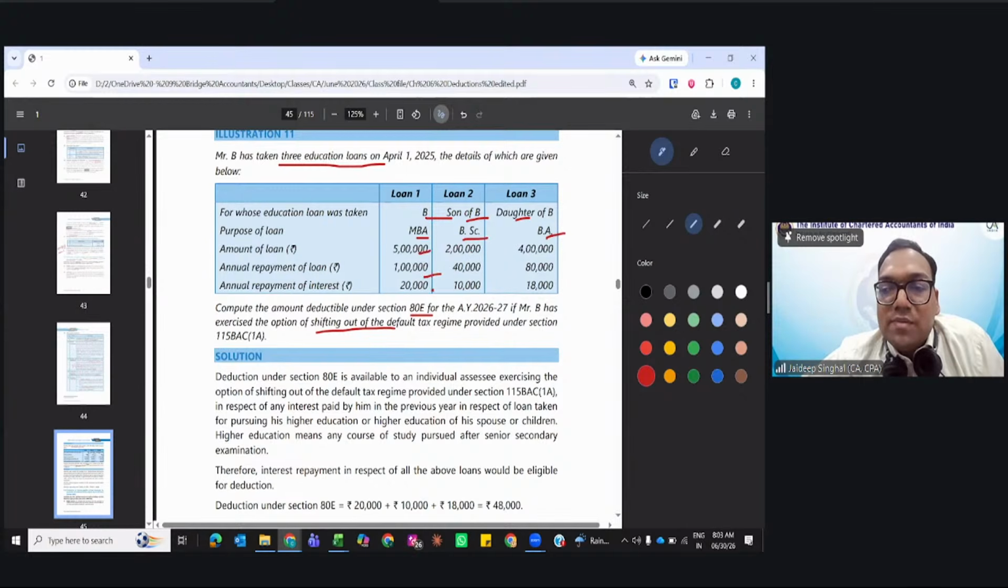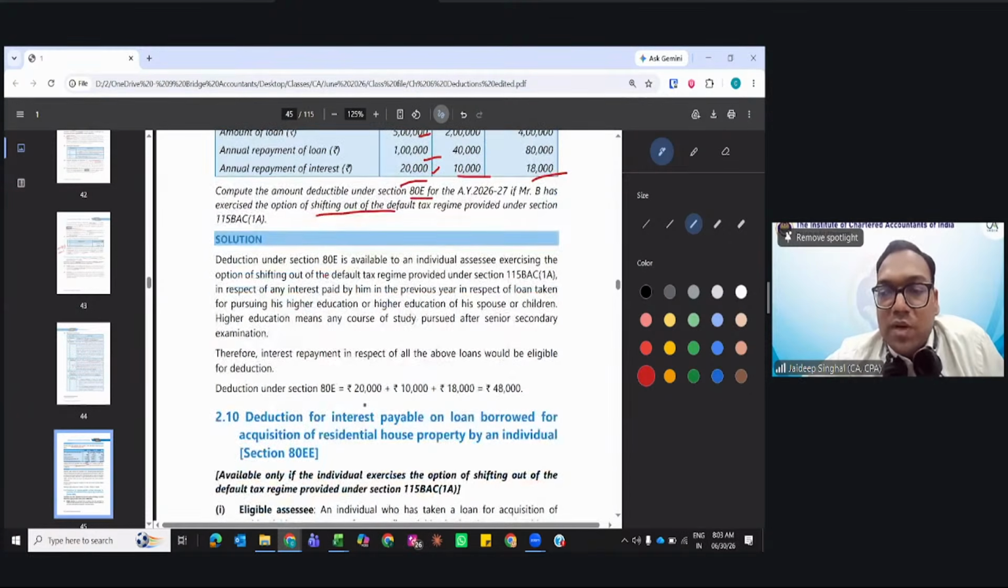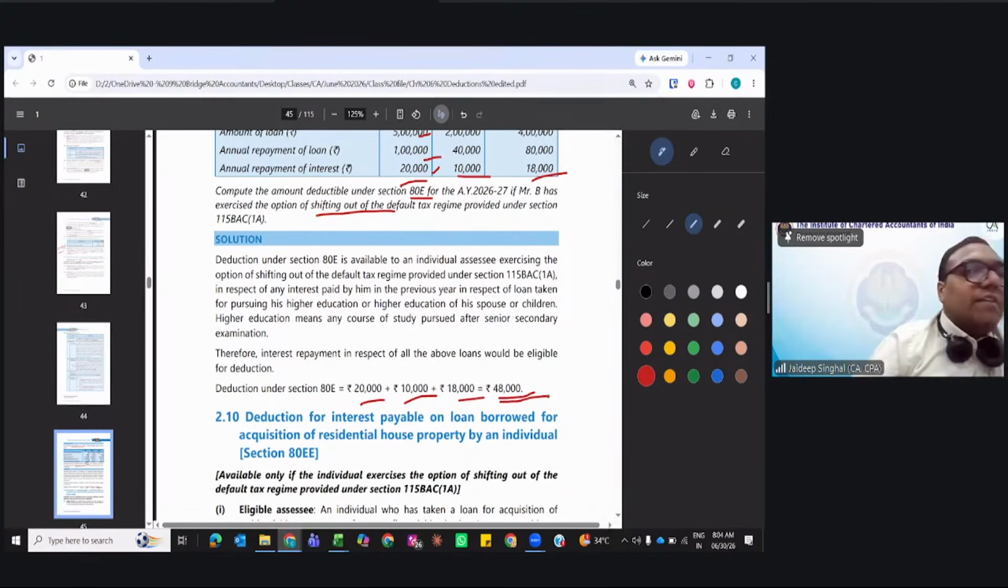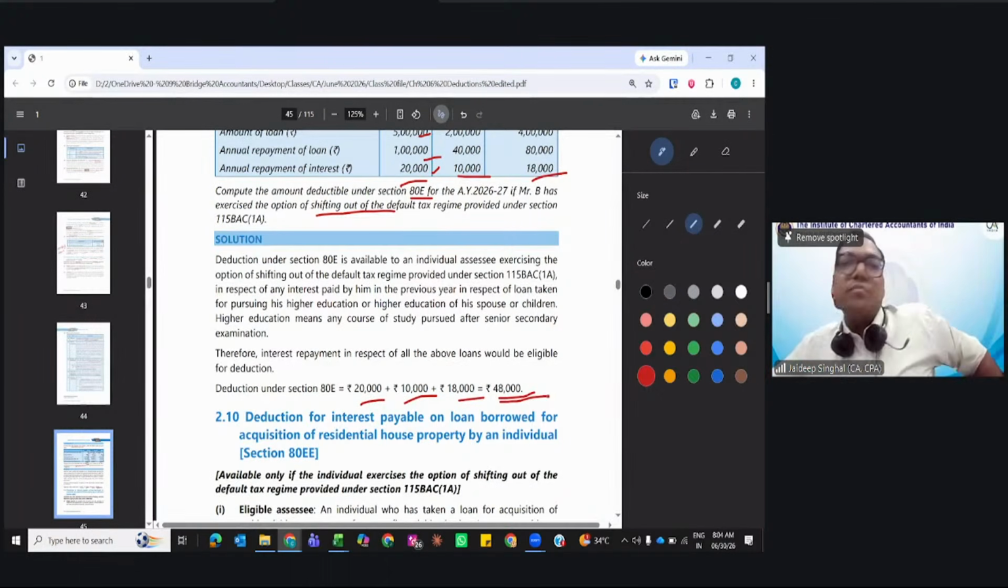Loan repayment is this much. Only for interest deduction is allowed. 20K is allowed. 10K is allowed. 18K is allowed. 20 plus 10 plus 18, 48K will be the deduction. Clear? 48K will be the deduction. Whenever you start paying the interest, from there the 80E starts, right? Whenever you start the repayment, not from the year you take the loan, right?